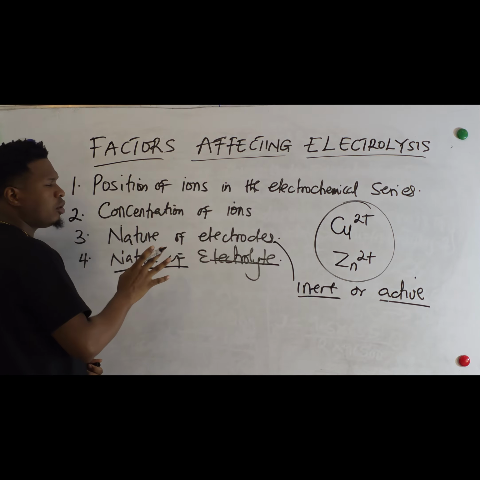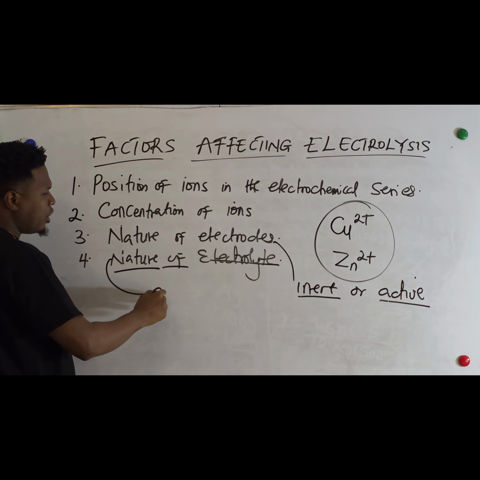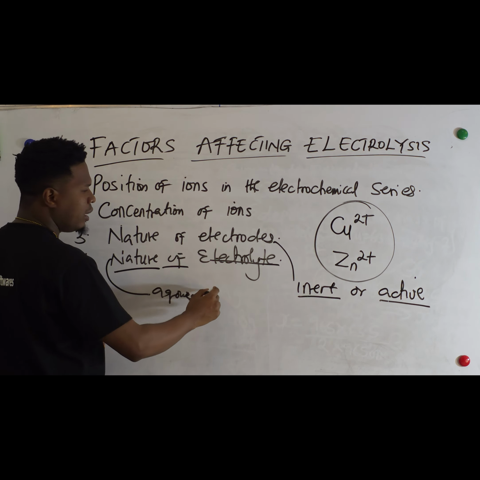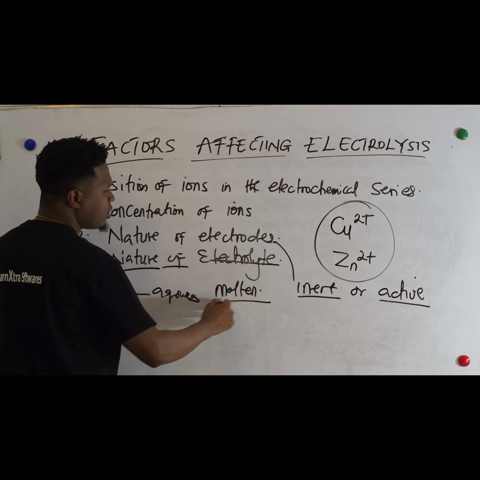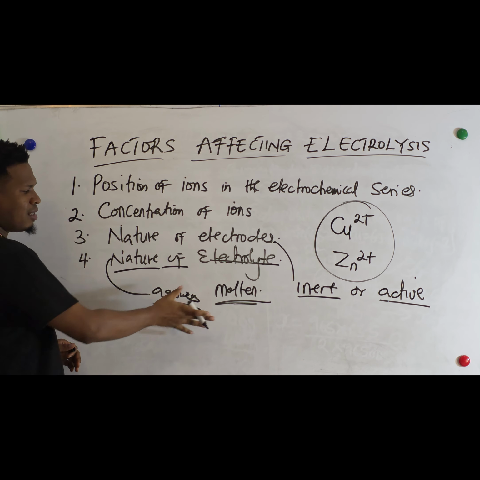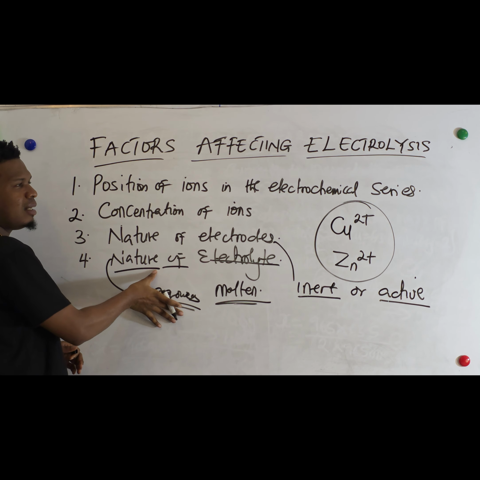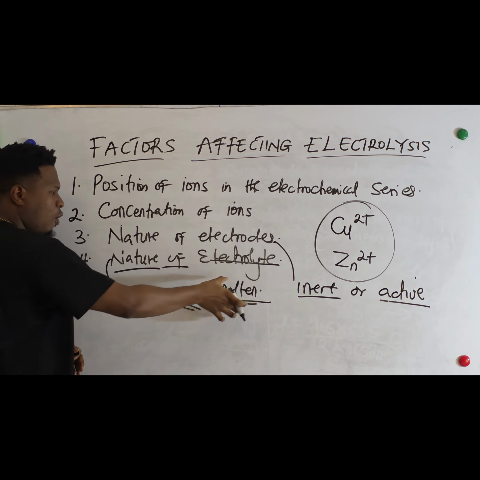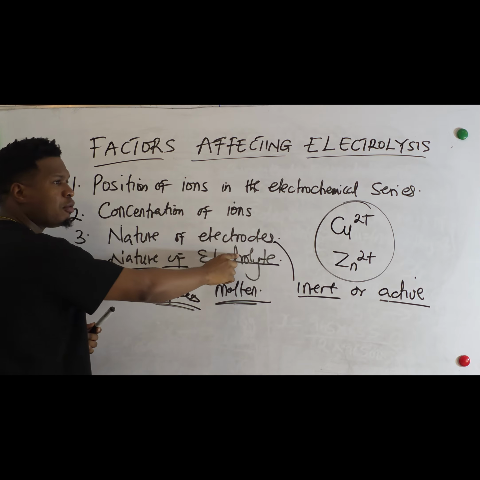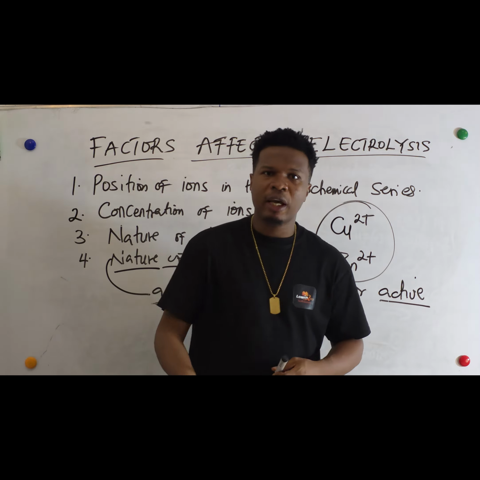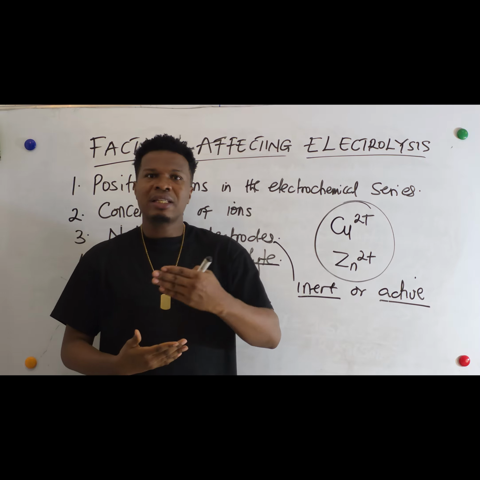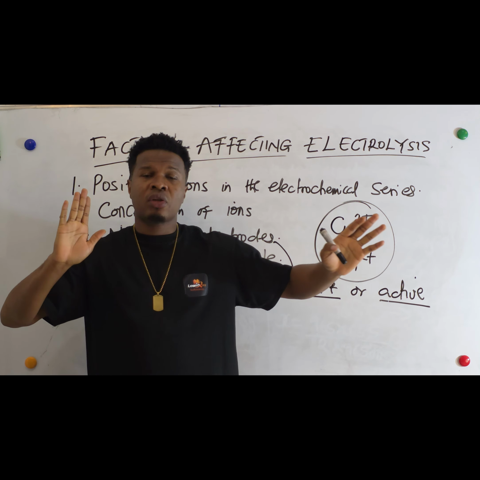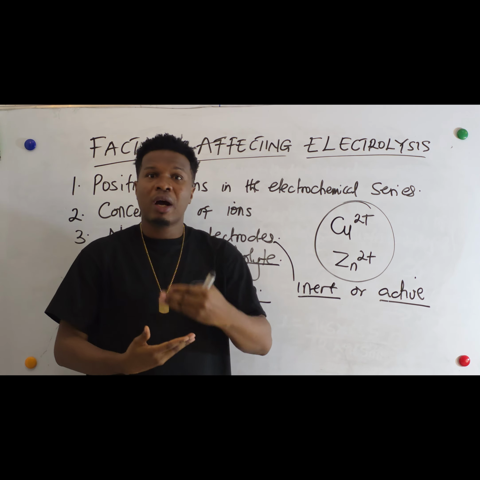Now some electrolysis can take place in aqueous solution, while some can take place in a molten state. Molten state means it's not in aqueous form; it's a little bit dry, sort of. So some electrolytes are in aqueous solution, while some are in molten state. You have to be able to know, for example, electrolysis of brine, which is either in molten state or in aqueous state. These two different states will give you two different products, depending on the one you are working with.